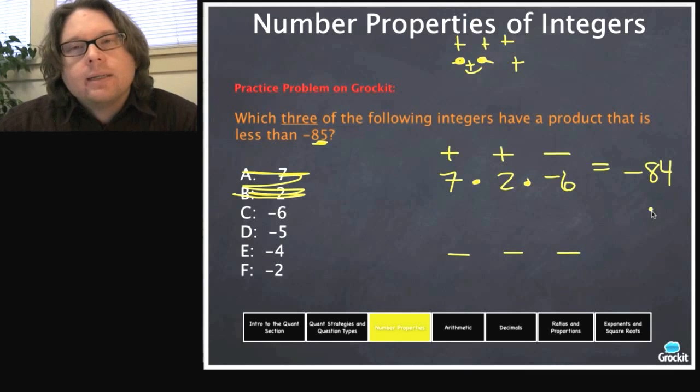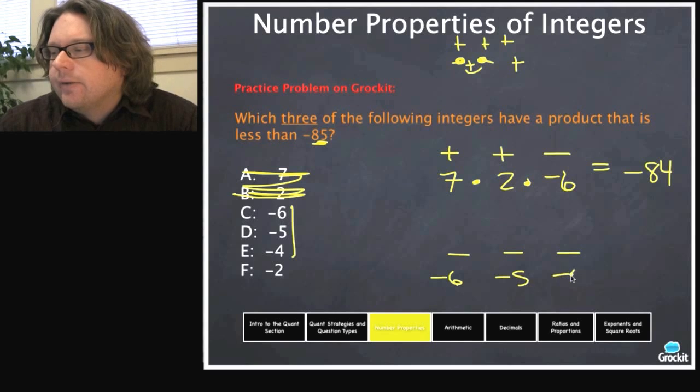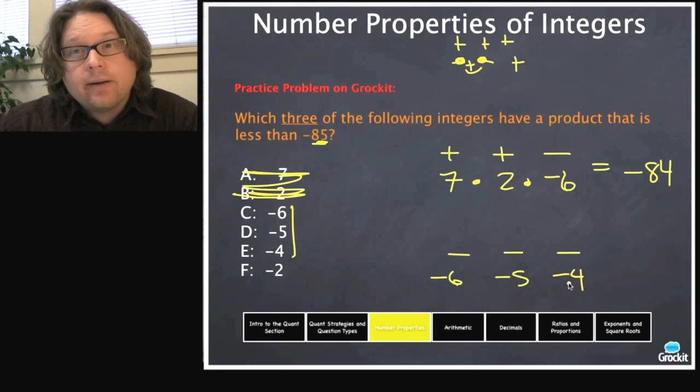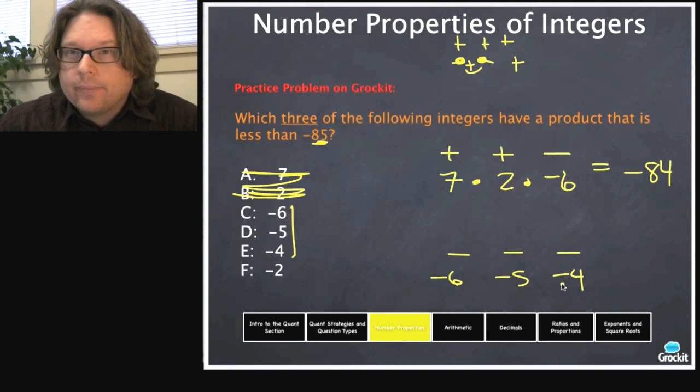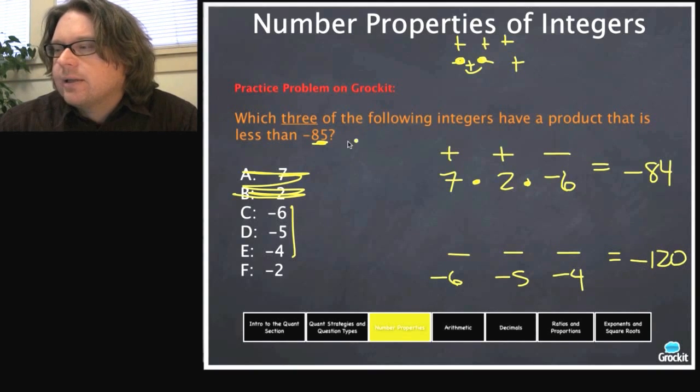And now again, we still want as big a number as possible, so we choose our three biggest ones: 6, 5, and 4. Negative 6, negative 5, negative 4. Negative 5 times negative 4 becomes positive 20, but positive 20 times negative 6 becomes negative 120, which fits the bill of being less than negative 85. So it is these three.